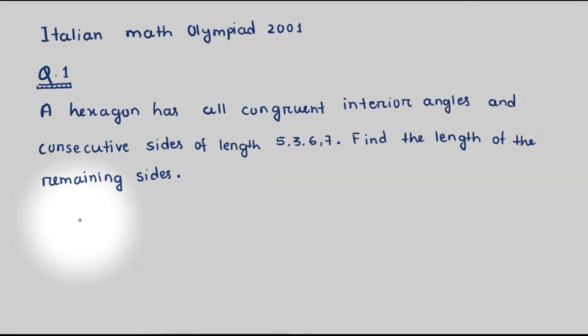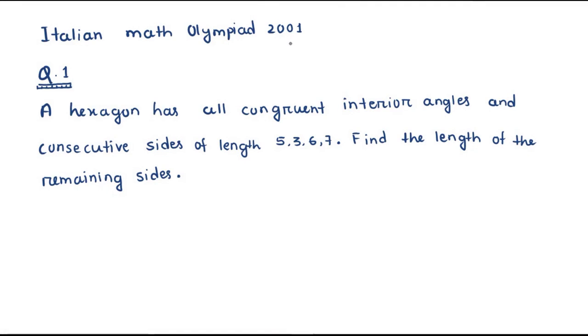Here we're going to look at a nice little geometry problem. It says a hexagon has all congruent interior angles and consecutive sides of length 5, 3, 6 and 7. Then our goal is to find the length of the remaining two sides. This problem came in the Italian Mathematical Olympiad, which was given in the year 2001.